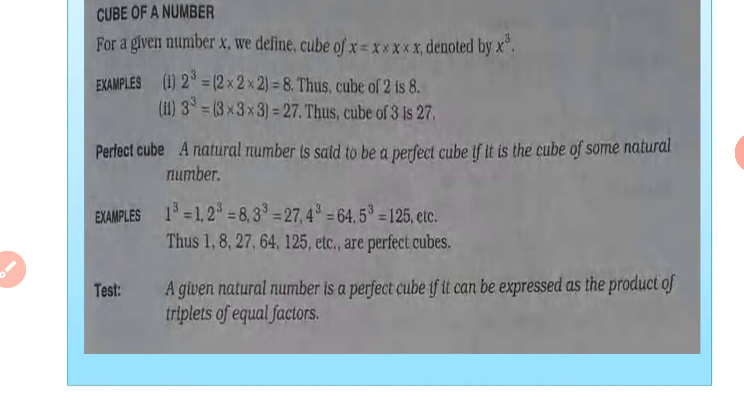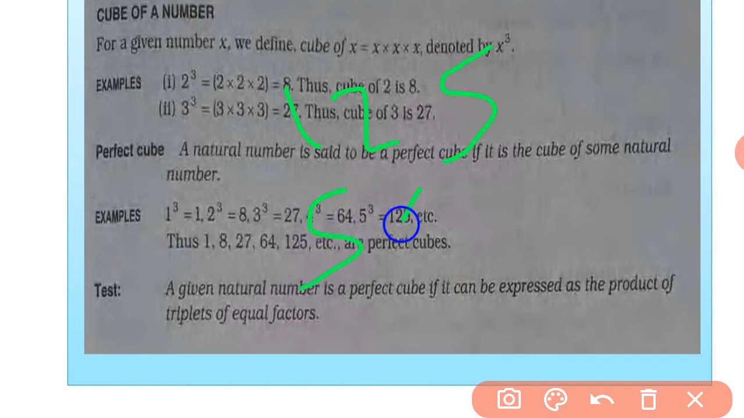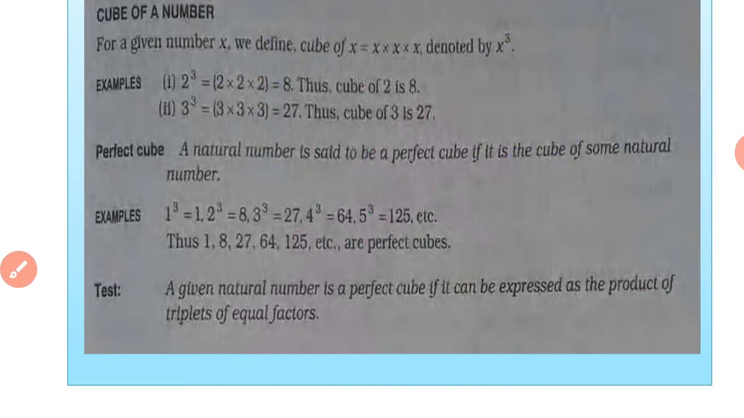Now after this, see perfect cube. So what is a perfect cube? A natural number is said to be a perfect cube if it is the cube of some natural number. That means if it is the cube of some natural number, then we call it a perfect cube. For example, when we take 125, 125 means 5 into 5 into 5. So here 5 is multiplied by itself 3 times, so it will be 125. Therefore 125 is a perfect cube number.